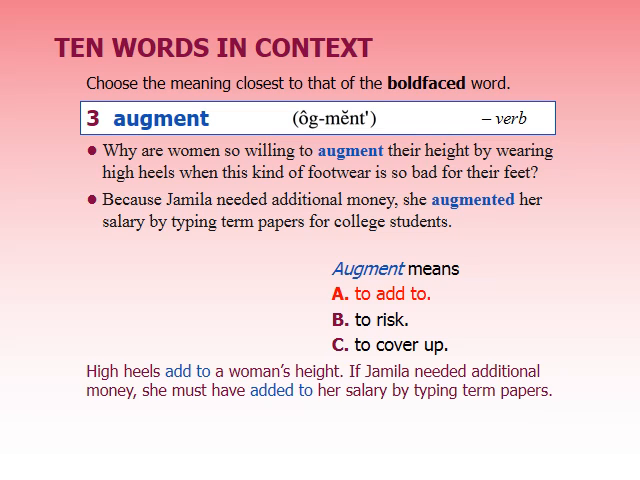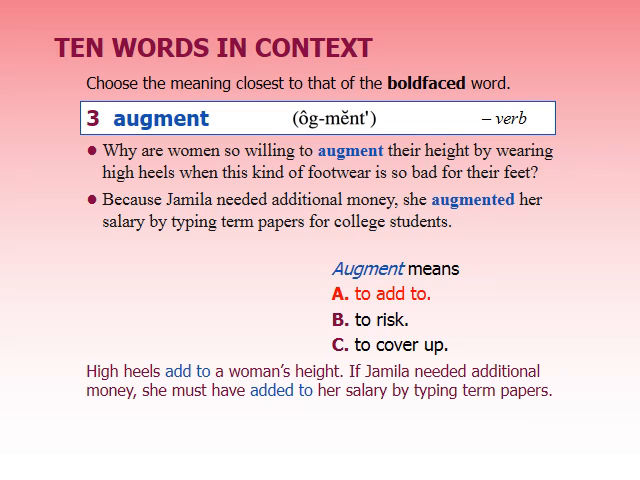Augment is used in a couple of different ways. In this one, we're talking about augmenting someone's height. What that means is making them taller. We also talk about augmenting our appearance, which would be making our appearance look better, or making us look better.